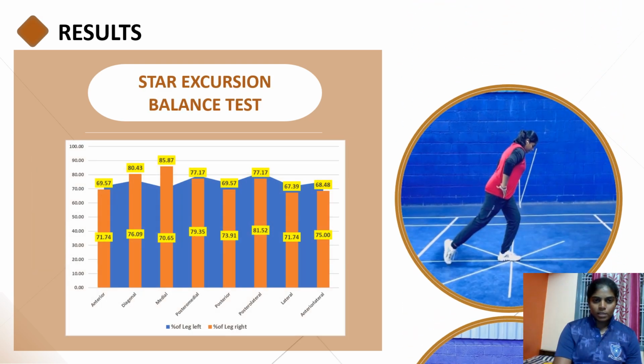Star excursion balance test. As we look into the graph, the athlete shows good proprioception and dynamic balance. The scores of posterior, posterolateral, and anterolateral are slightly lower on the right leg, aligning with the tightness and recent injury. Although these differences are minor, they indicate asymmetry that might predispose her to injuries, especially in sports like cricket, which require rapid change of direction and high speed running.